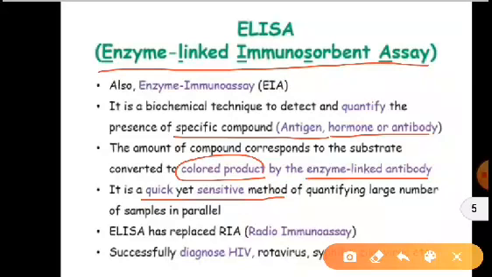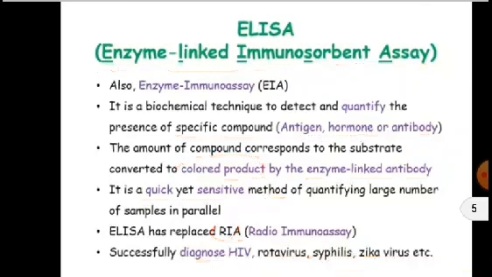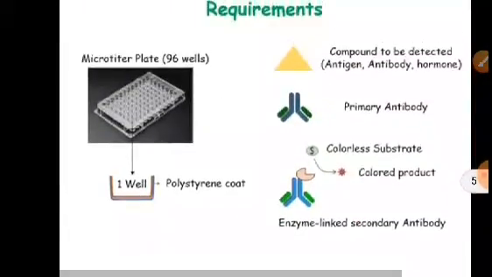ELISA replaced radioimmunoassay because of its quickness and sensitivity regarding the results. It successfully diagnosed HIV, rotavirus, syphilis, Zika virus, etc. After that, we are going to see the requirements of ELISA.